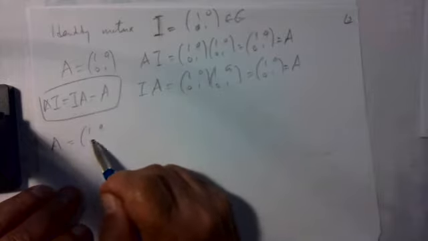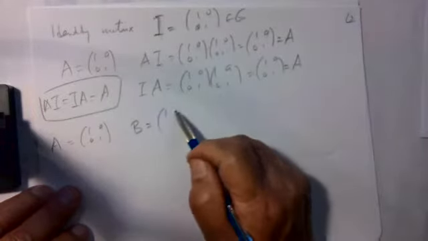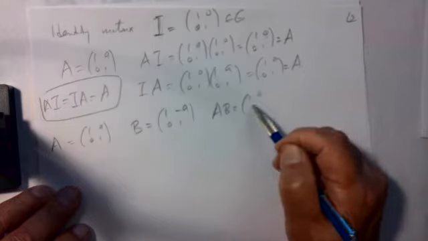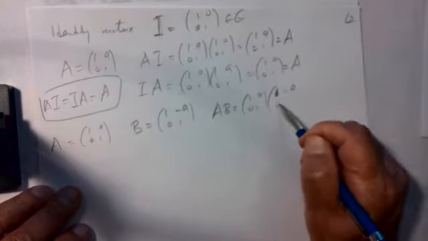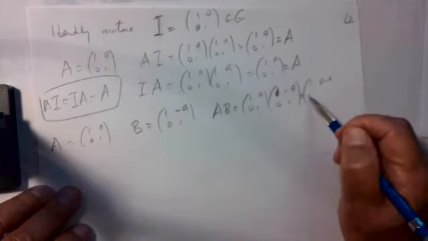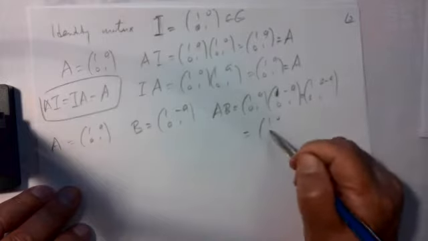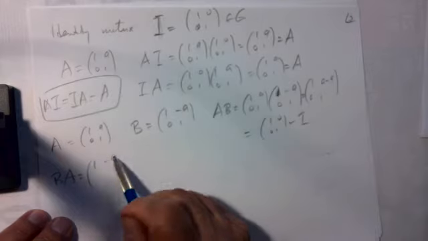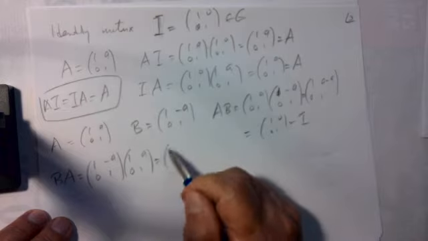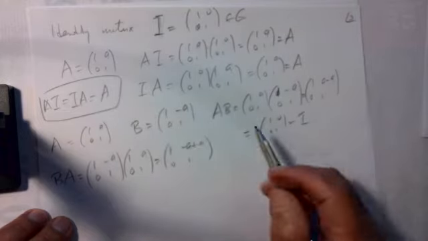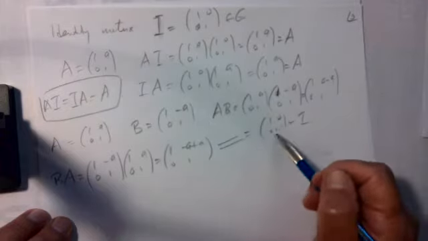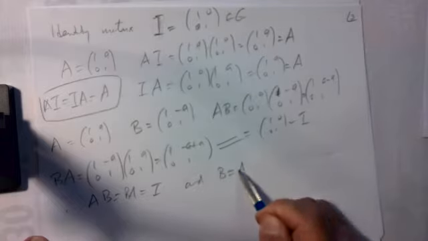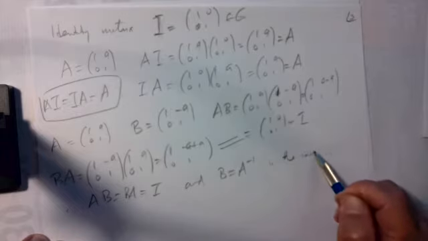Suppose we take A equal to 1, a, 0, 1, and we let B be equal to 1, minus a, 0, 1. This is in the group, this is in the group. AB is 1, a, 0, 1 times 1, minus a, 0, 1. This is 1, a minus a, 0, 1. a minus a is 0. So AB is the identity. And if I multiply in the opposite order, 1, minus a, 0, 1 times 1, a, 0, 1, this is 1, minus a plus a, 0, 1, which is also 1, 0, 0, 1. So we have that AB equals BA is the identity, and B, I can call it A inverse, is the inverse of A.